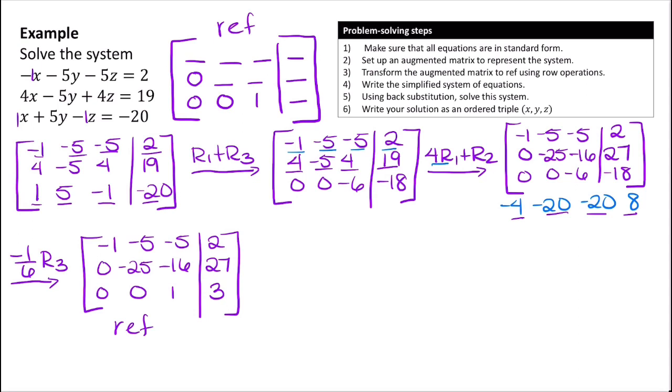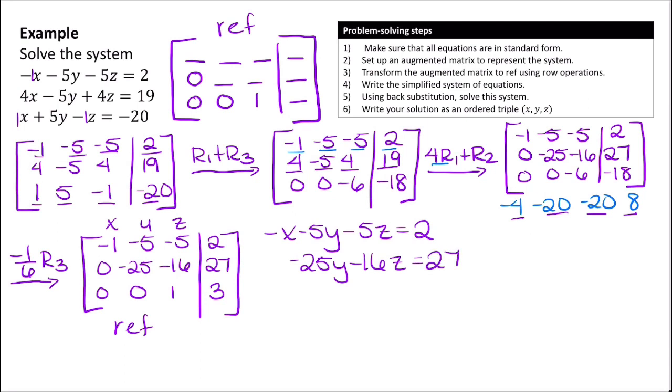So let's go ahead and write the system that corresponds. Remember, this column is X, this column is Y, and this column is Z. So we have -X minus 5Y minus 5Z equals 2. The second equation will be -25Y minus 16Z equals 27. And the third equation will be Z equals 3. So now let's go ahead and do our back substitution.